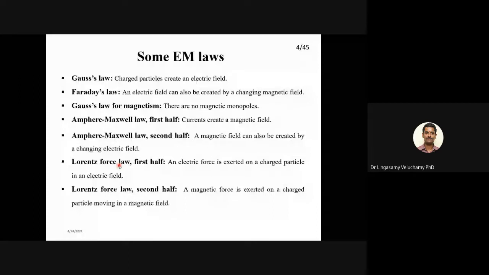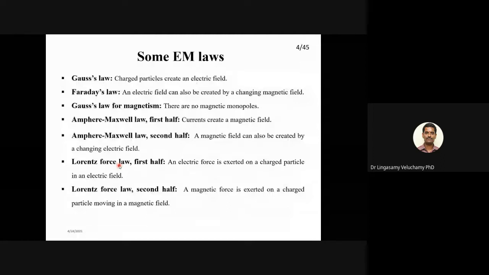Next is Gauss's law for magnetism. It says there are no magnetic monopoles. Like we have electric monopoles, you can have an isolated positive or negative charge, but in magnetism we don't have such a concept until now. Maybe in future they may invent it.